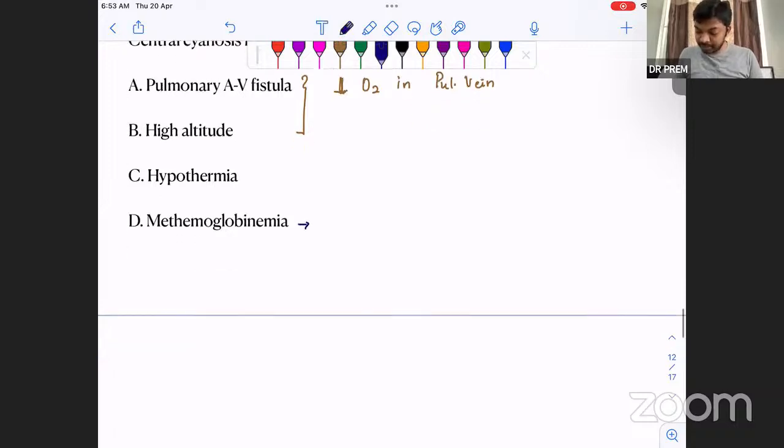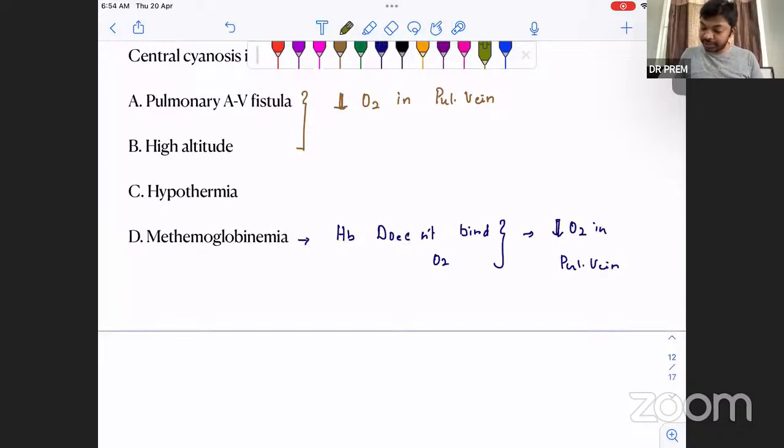Methemoglobinemia: the hemoglobin does not bind with oxygen at all. As a consequence, there is going to be very much decreased oxygen in pulmonary veins. Because these three conditions decrease pulmonary vein oxygenation itself, there is obviously going to be central cyanosis.